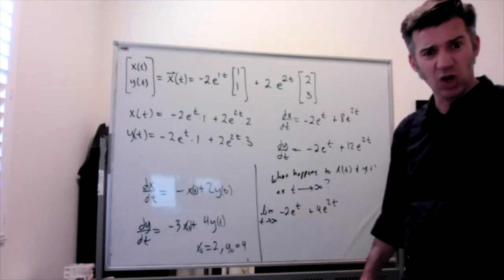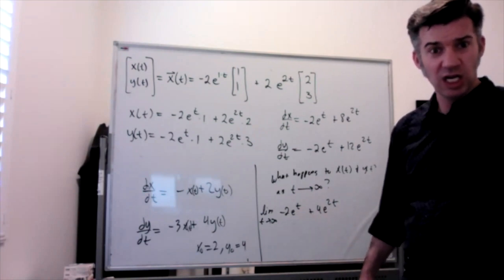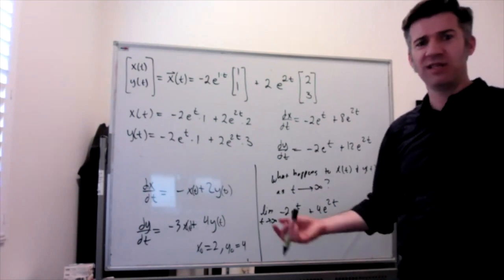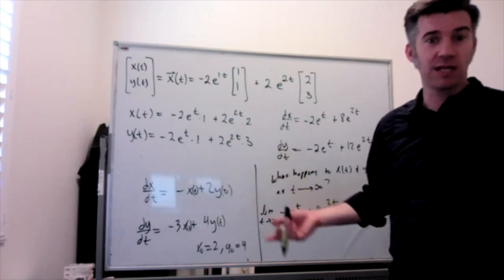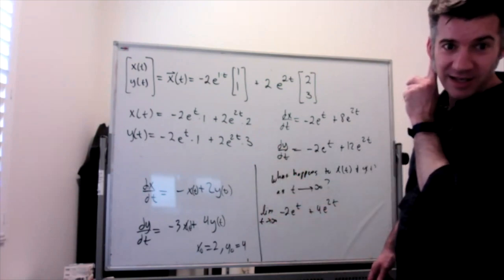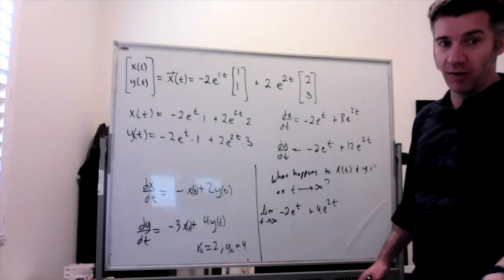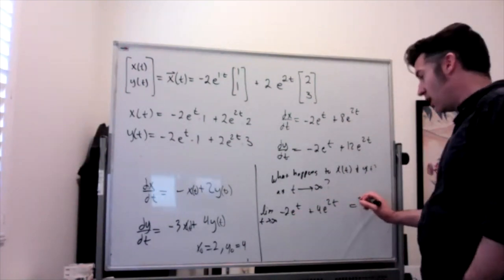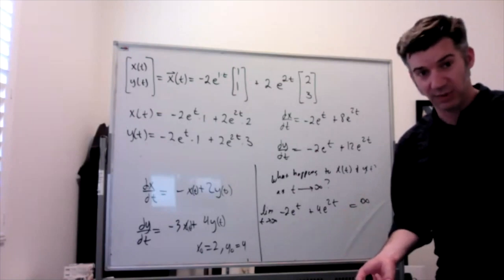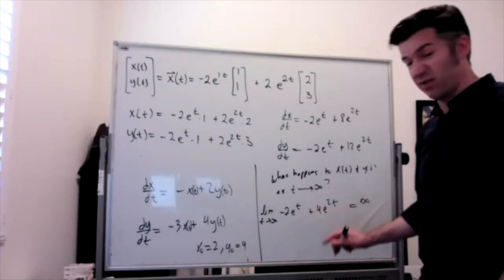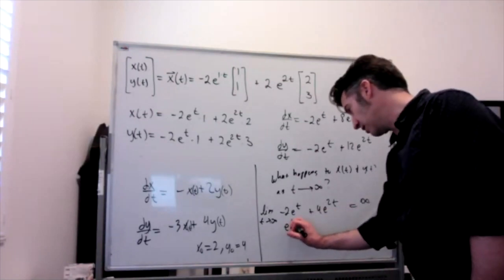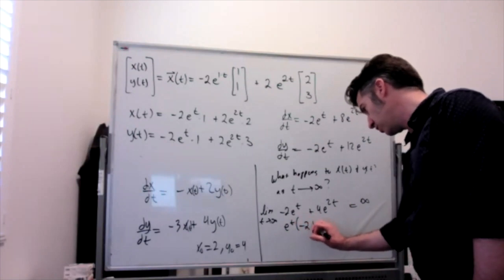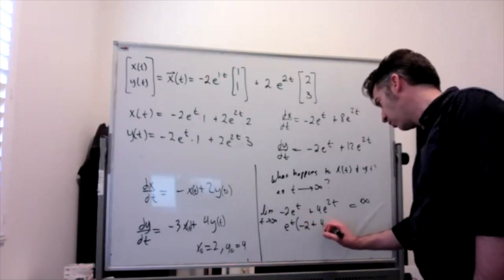Which of those is bigger? Which infinity is bigger? They're both super big. E to the 2t, right, that's the bigger one. So this infinity is bigger than that one, so this is going to infinity. Another more precise way of showing this is you can factor out e to the t. And so you've got e to the t times -2 plus 4 e to the t.